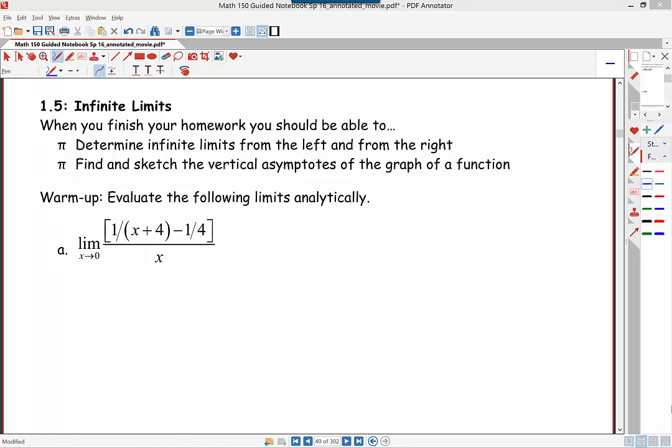www.mathcheck.net if you're interested. Alrighty, let's get warmed up here by evaluating the following limits analytically. So pause the movie and see how you do. Go for it. Okay, let's see how you did.